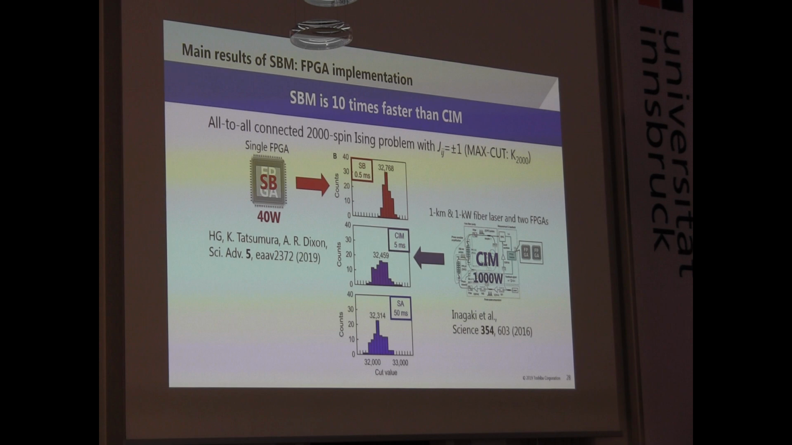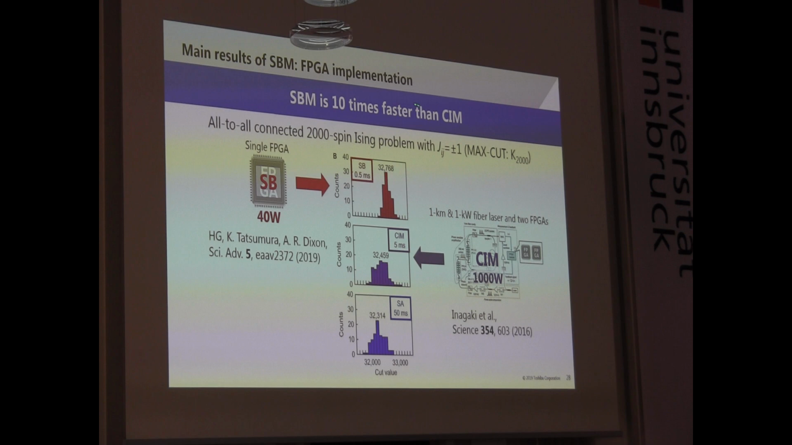First, we solved an all-to-all connected 2,000 spin Ising problem with Jij equals plus minus 1. This is called K2000. This problem was solved by a coherent Ising machine in this Science paper, and the CIM gets good solutions in just 5 milliseconds. This is about 10 times shorter than the case of simulated annealing, highly tuned by the authors. But in contrast, the SBM can find a little better solution in just 0.5 milliseconds. This means our SBM implemented on a single FPGA is about 10 times faster than the CIM.